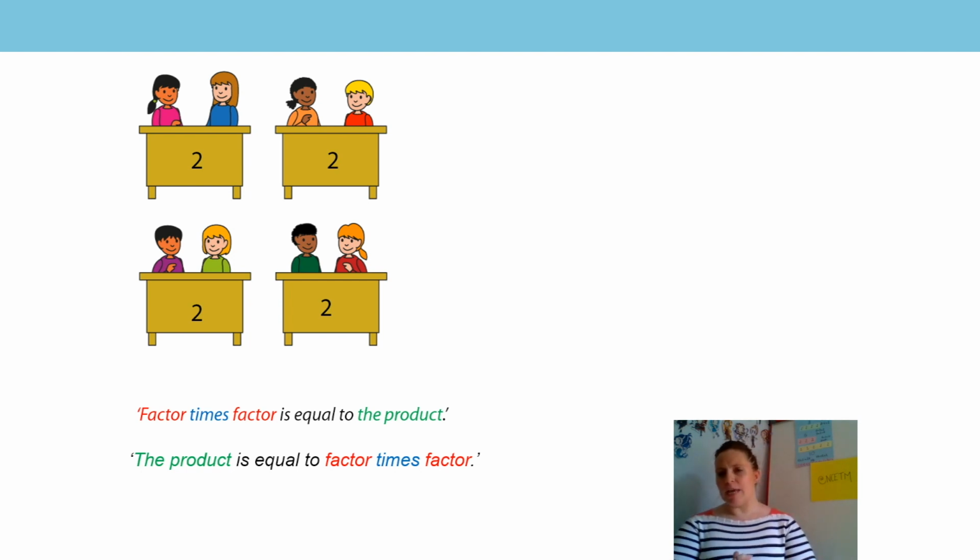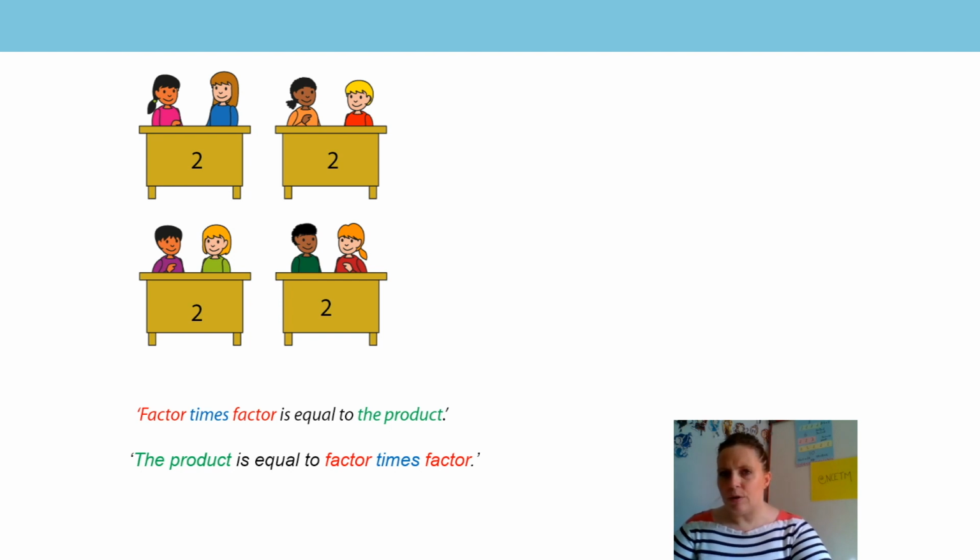Let's look at the picture together, because then we might be able to use these generalizations to help us make our equations. So, how many groups of children are there? I hope you said four, because there are four groups of children. One, two, three, four.